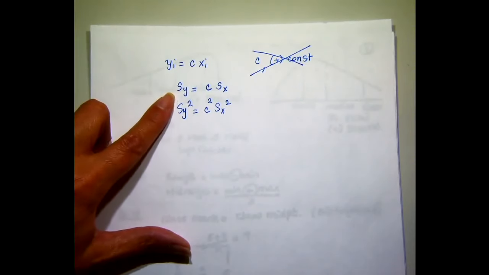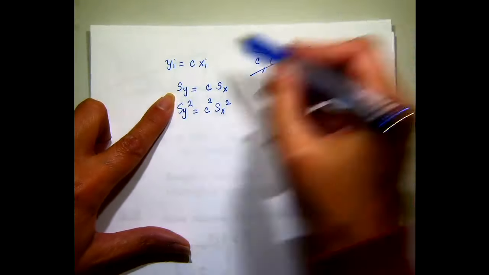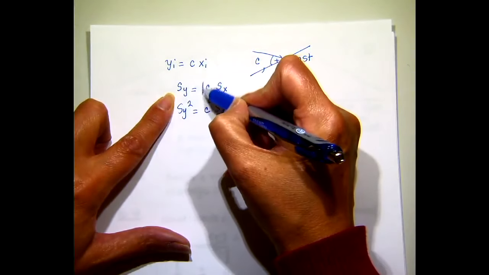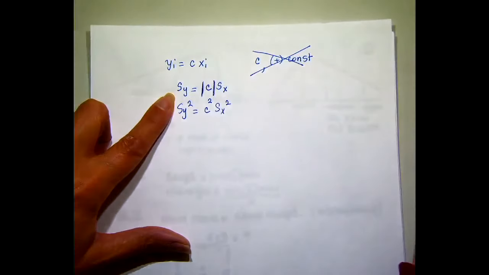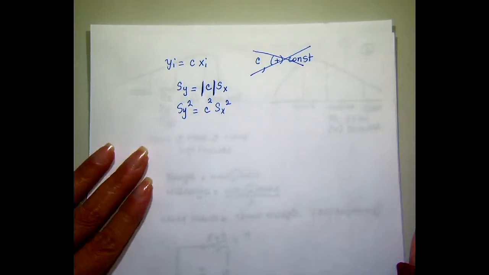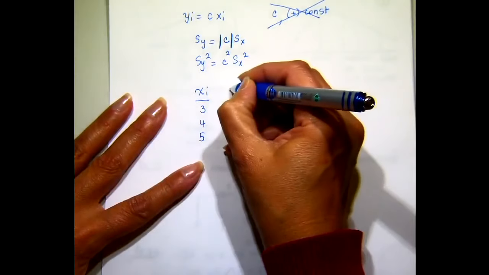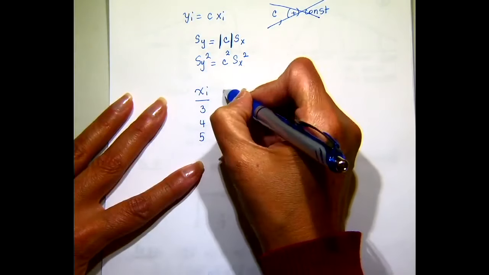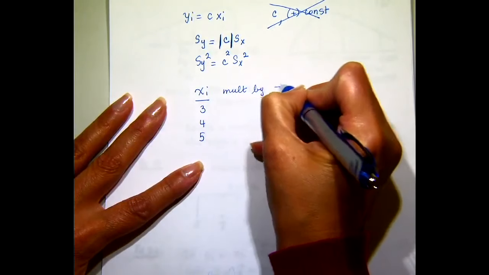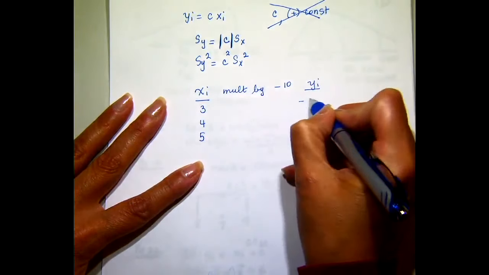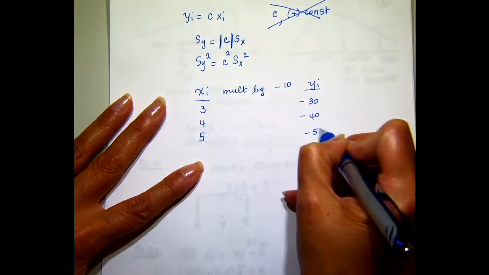And you have to make a change for the standard deviation. The standard deviation would be the absolute value of c times s_x. So if c is a negative constant, let's say that I'm multiplying my data by negative 10. So I'm starting with x_i, 3, 4, and 5. And I choose to multiply by minus 10. So y_i would be minus 30, minus 40, and minus 50.